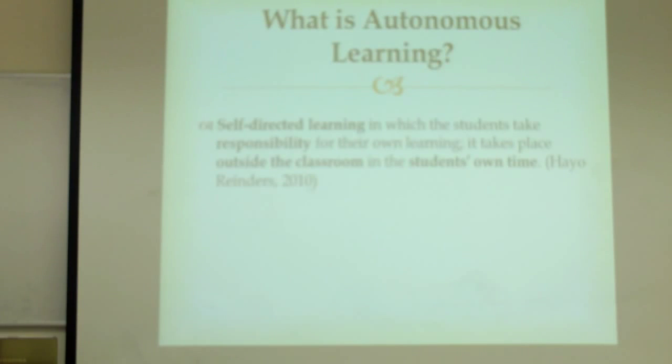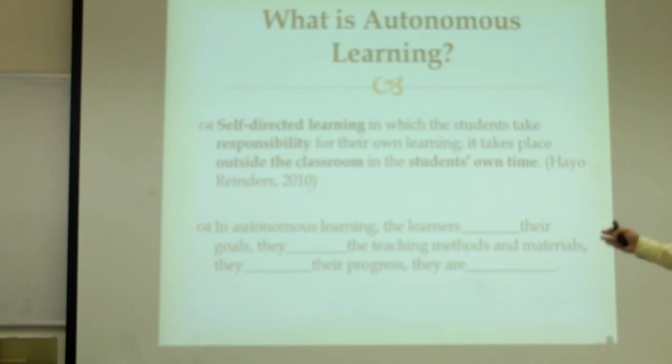This definition is self-directed learning, in which the students take responsibility for their own learning. It takes place outside the classroom in the students' own time. So it's self-directed. It's the students doing it on their own. They choose the material. They go outside and look for information themselves. Based on these definitions, can you try to complete this statement?